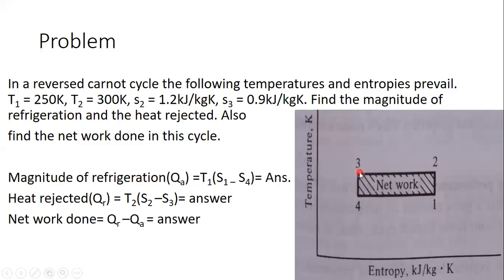2 to 3 is our isothermal heat rejection process, the constant temperature heat rejection process. Then 3 to 4 is our constant entropy expansion process, or pressure reducing step. So 4 to 1 is an isothermal heat absorption, 1 to 2 is an isentropic process.